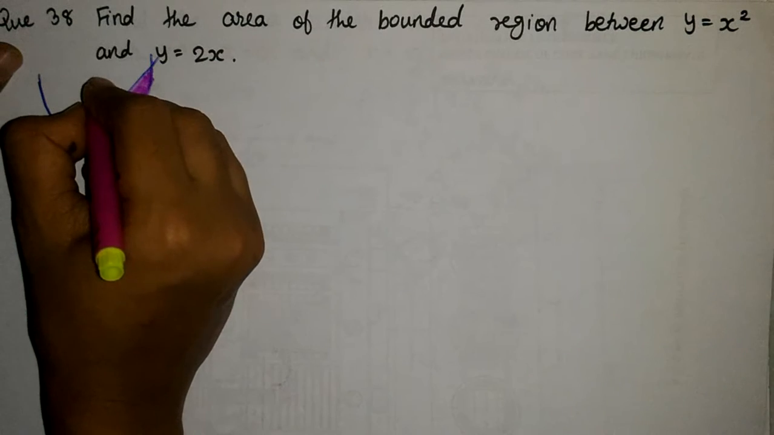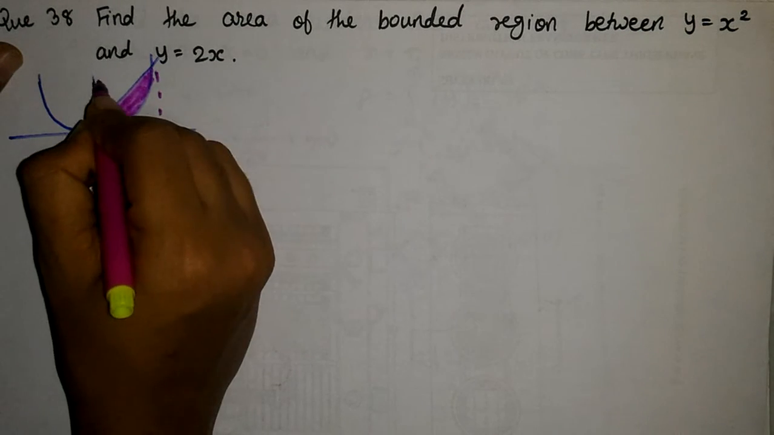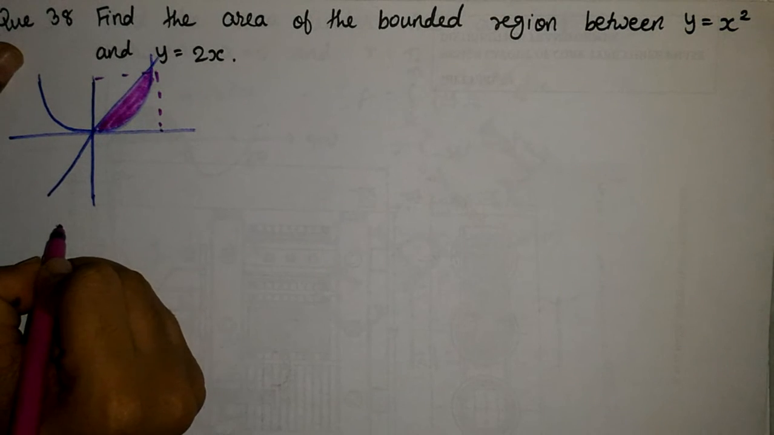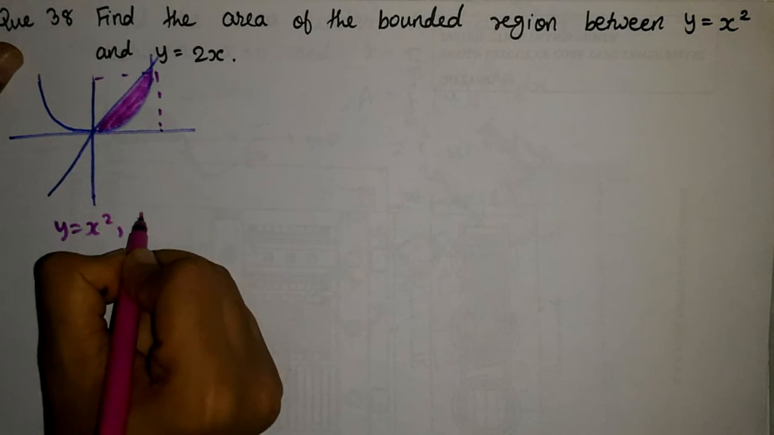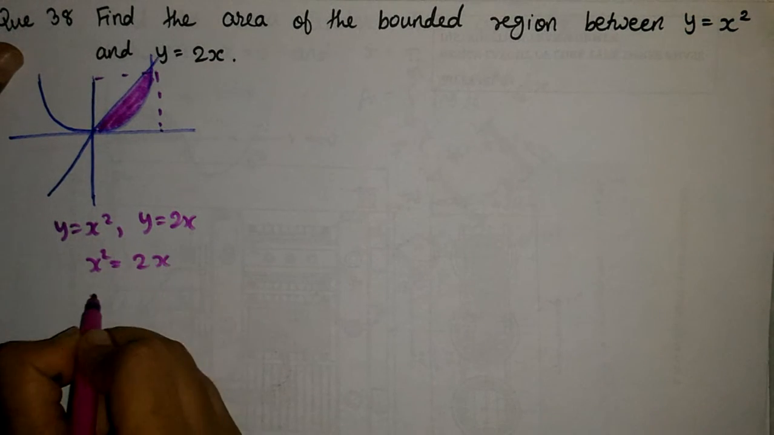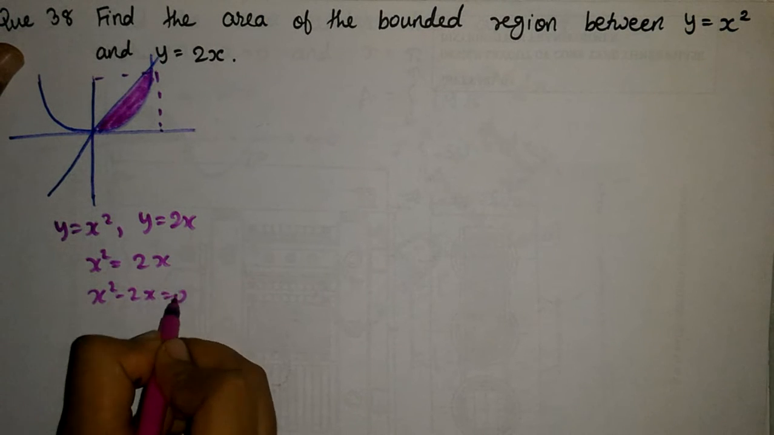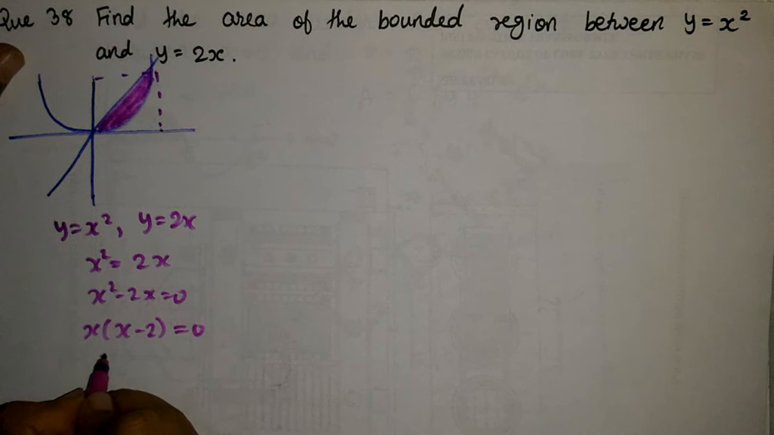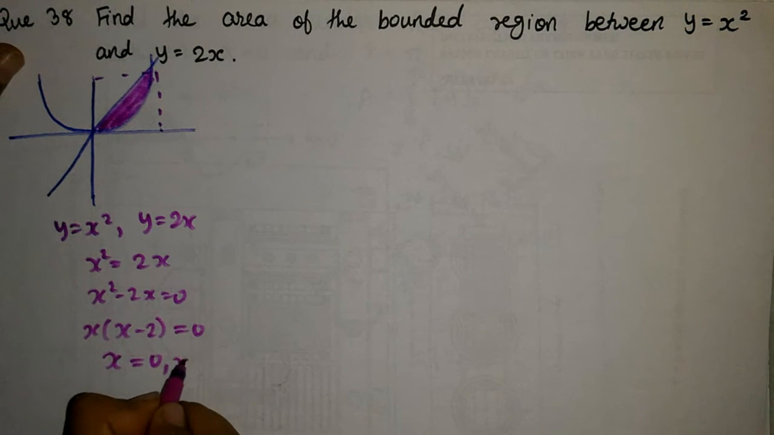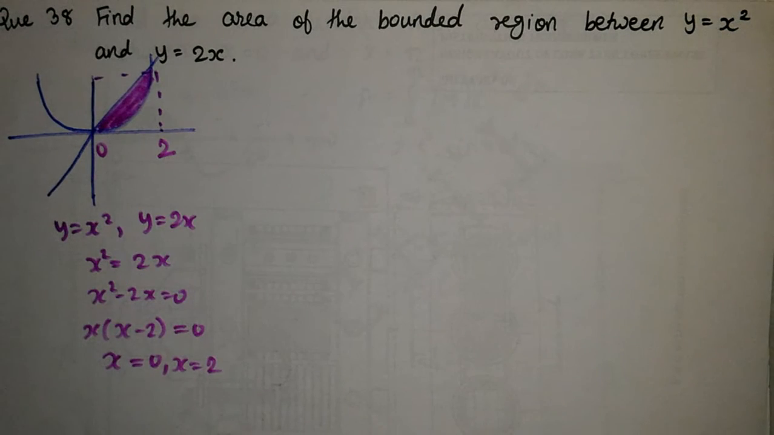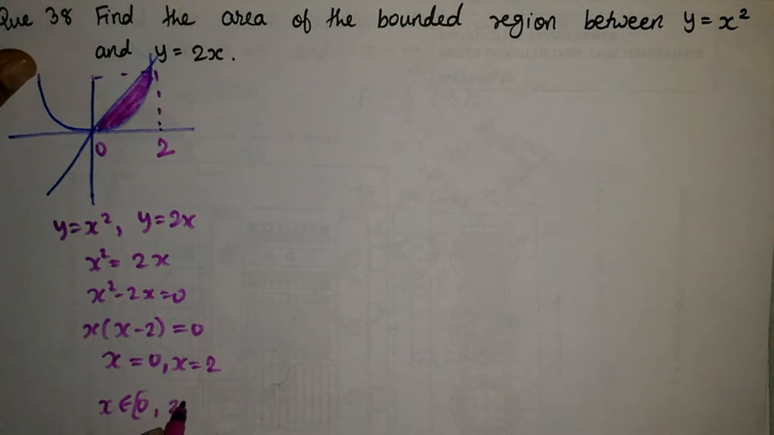So now let's find the intersecting points. For that, equate both the equations. So y is equal to x square is one equation, and y is equal to 2x is another equation. Equating both these, we get x square is equal to 2x. So x square minus 2x is equal to 0. Taking x common, we get x into x minus 2 is equal to 0. So we get x is equal to 0 and x is equal to 2. So this is 0 and this is 2. We have found the limit, x belongs to 0 to 2.